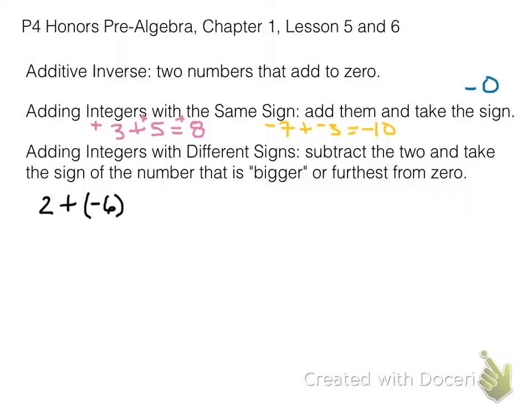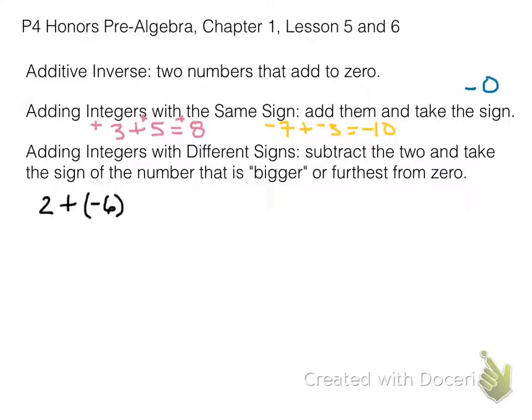Alright, so what if we have different signs? This is when things get a little crazy. So adding integers with different signs means one's positive and one's negative. So if we subtract the two and take the sign of the number that is bigger or furthest from 0, we're going to get the answer. So when adding integers with a different sign, we're actually subtracting here, folks.